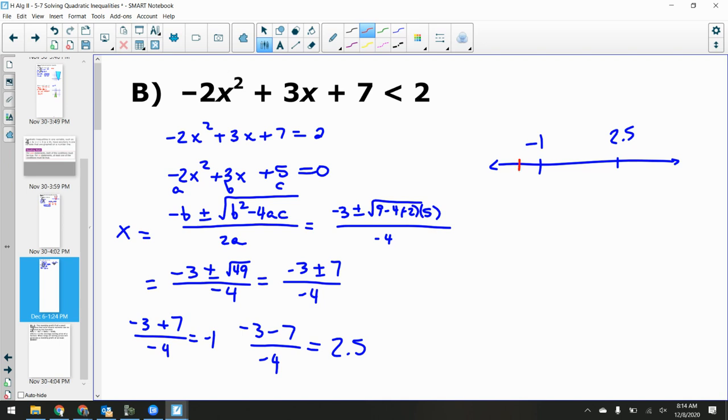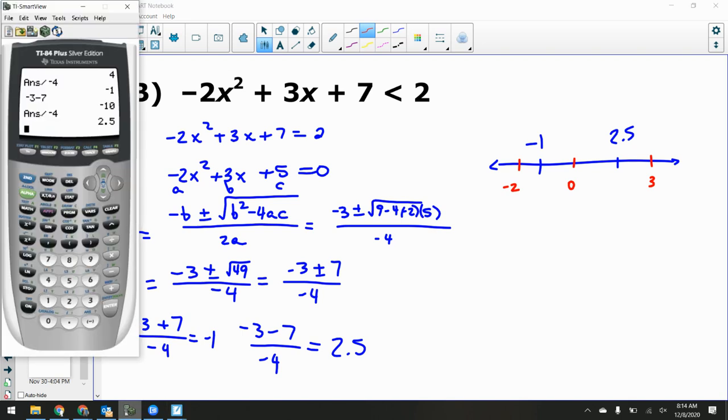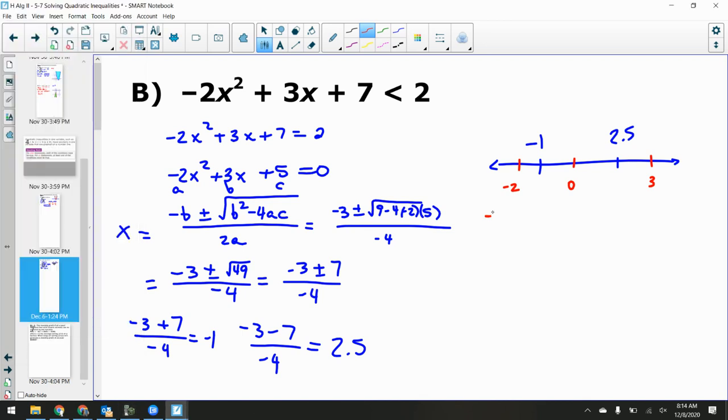The values that I'm going to pick to see what's happening: something to the left of -1, let's say -2. Something in between -1 and 2.5, let's say 0. And something above 2.5, let's say 3. Okay, if I plug in -2 here, that's going to get me -2 times -2 squared plus 3 times -2 plus 7. So -7 is less than 2. Is that a true statement? Yeah. So this is a yes.